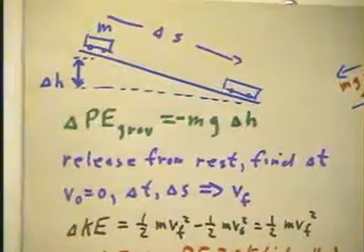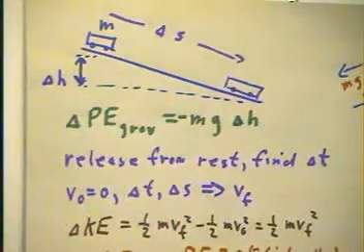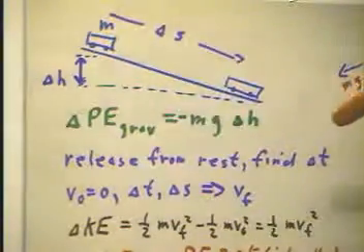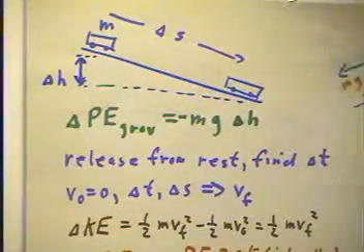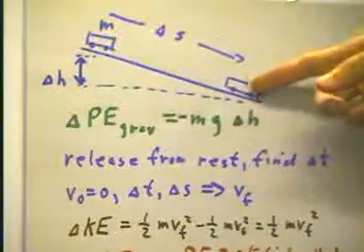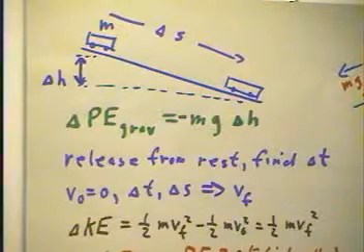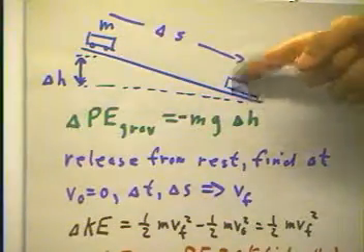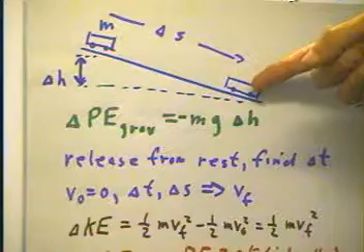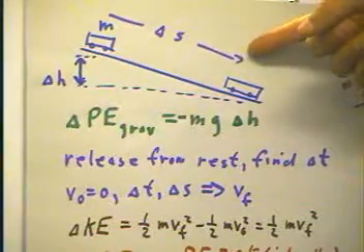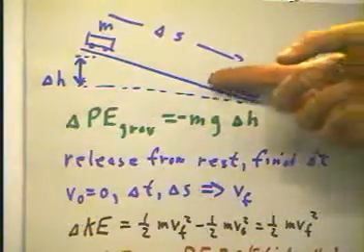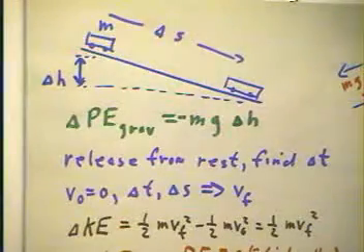If we have an object accelerating down an incline, then the object is going to lose gravitational potential energy. Remember that the gravitational potential energy difference between here and here is the work that would be required to lift the object from here to here, or alternatively to push it up the incline in the absence of friction.